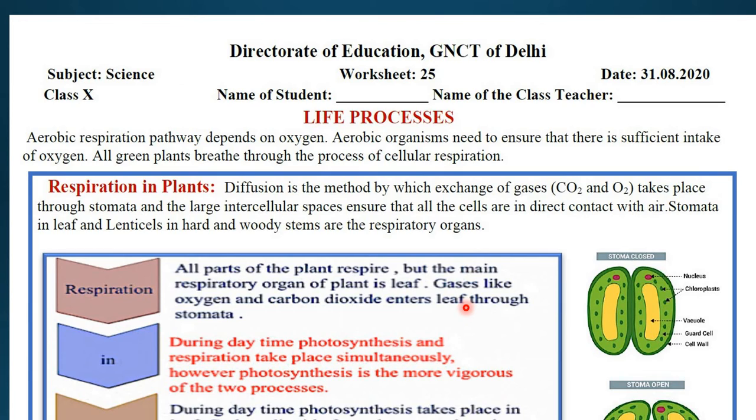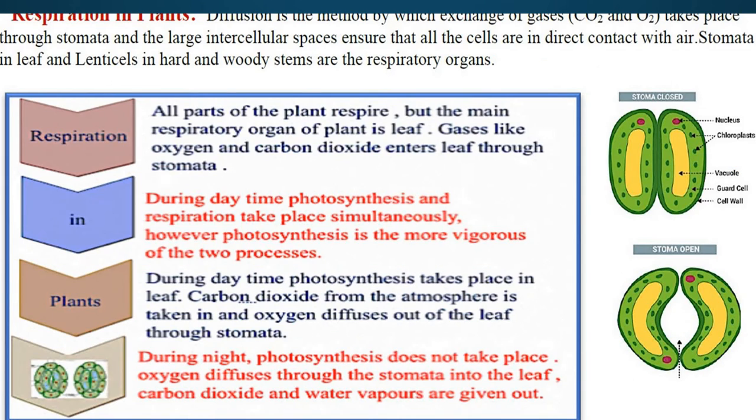Okay, now we can see the respiration in plants here. All parts of the plant respire: roots, stem, leaves, they all undergo the respiration process, but the main respiratory organ of the plant is the leaf, and the specific organ in the leaf which accomplishes respiration is the stomata. Gases like oxygen and carbon dioxide enter through the leaf through stomata.